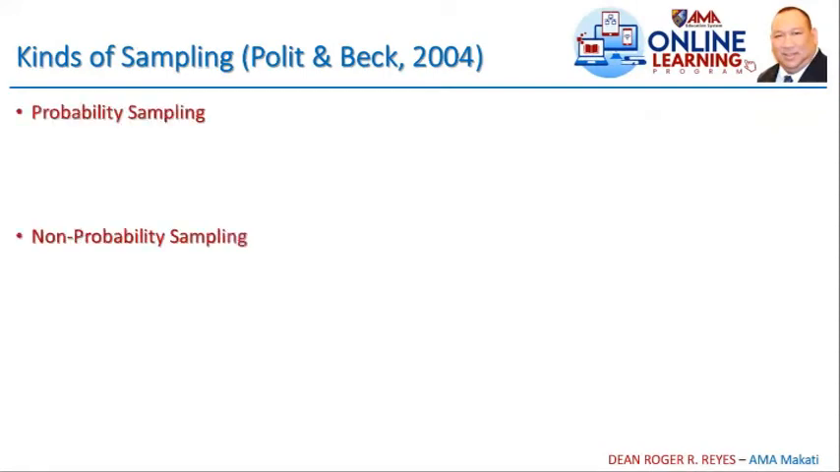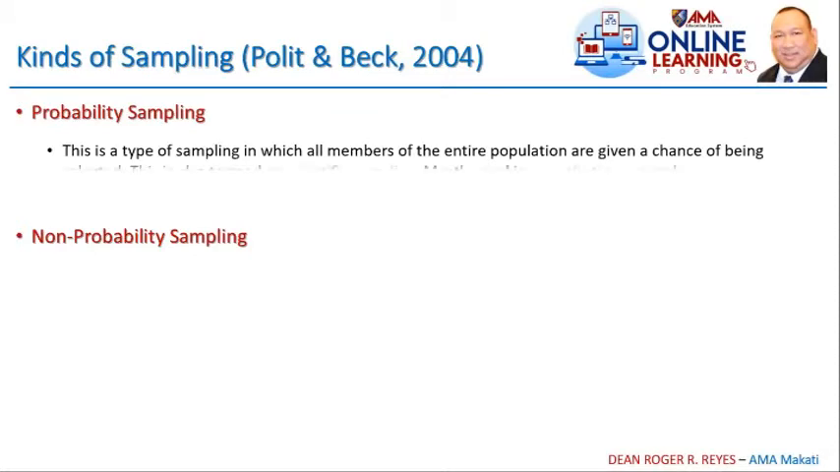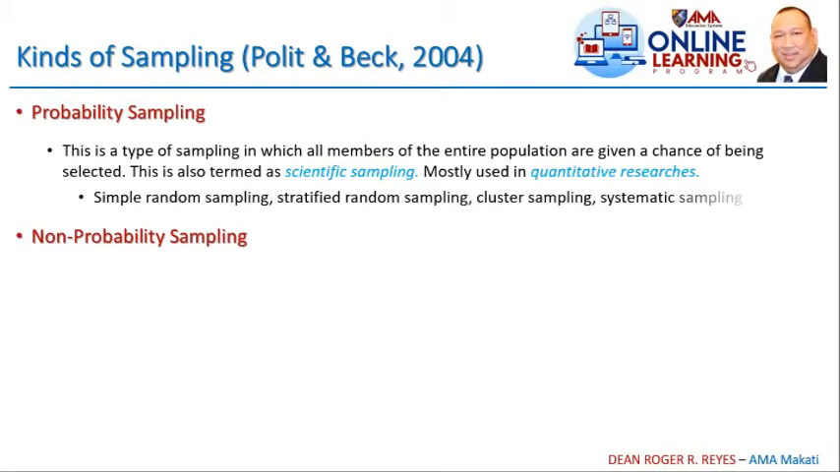So according to Polit and Beck 2004, two kinds of sampling: probability, non-probability. Pag sinabing probability sampling, this is a type of sampling in which all members of the entire population are given a chance of being selected. This is also termed as scientific sampling and mostly used in quantitative research. So tandaan natin ha, probability sampling. Ito ay tawag dito ay scientific kasi may sinusunod na proseso. Okay? At ginagamit to sa quantitative research.